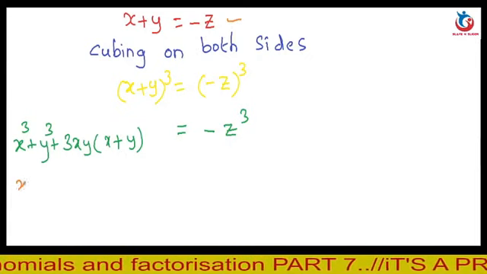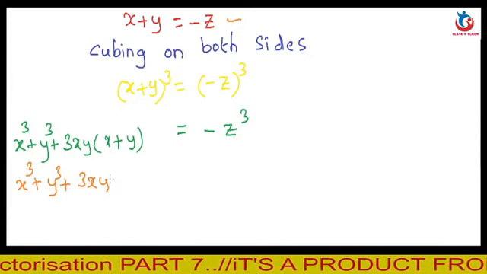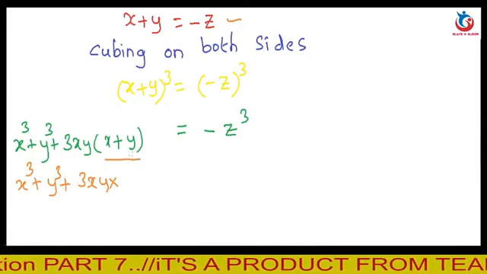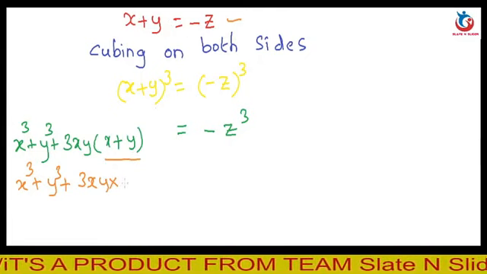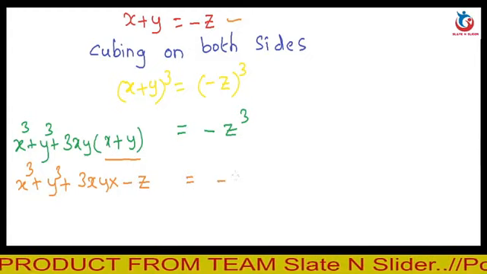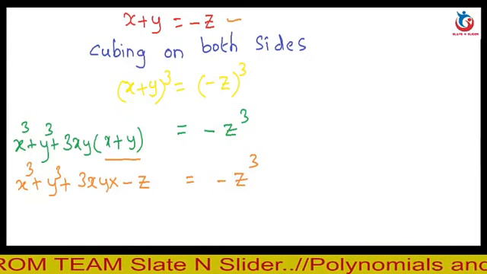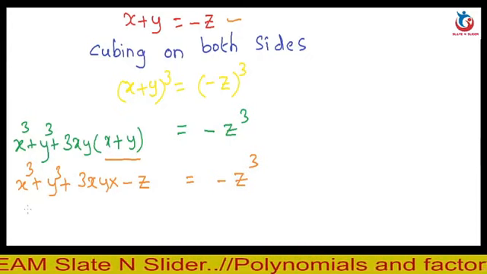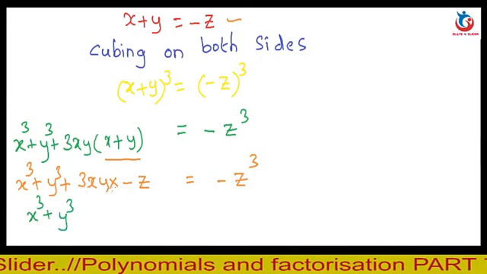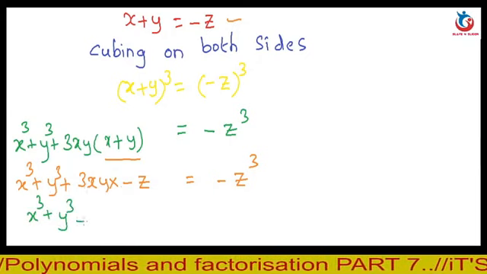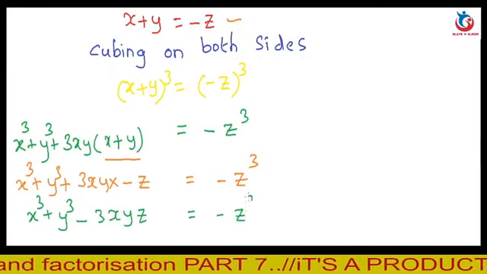Okay. Now x³ + y³ + 3xy into, in the place of x + y, write this −z. x + y is equal to −z. So here write −z is equal to −z³. Just simplify. By simplification, what we get? x³ + y³ + 3xyz into −z. So that plus into minus, −3xyz is equal to −z³.